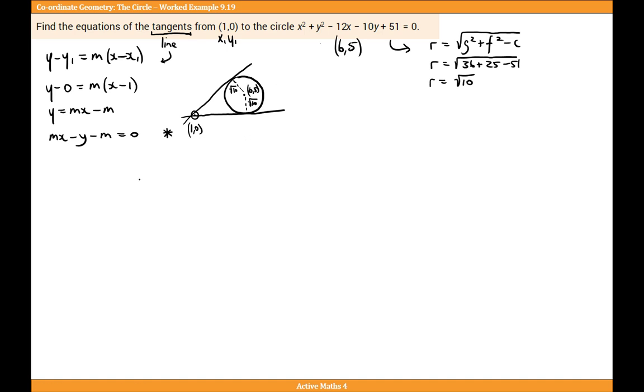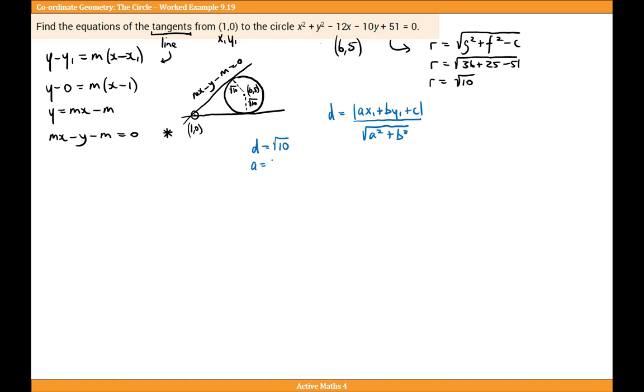So we have all the pieces now. The perpendicular distance from the center of the circle 6, 5 to these lines mx minus y minus m equals 0 is equal to root 10. So let's line it up. Let's write down the formula for the perpendicular distance. The distance is equal to the modulus of ax1 plus by1 plus c over the root of a squared plus b squared. Now, d is the perpendicular distance, which we know is equal to the radius, root 10.